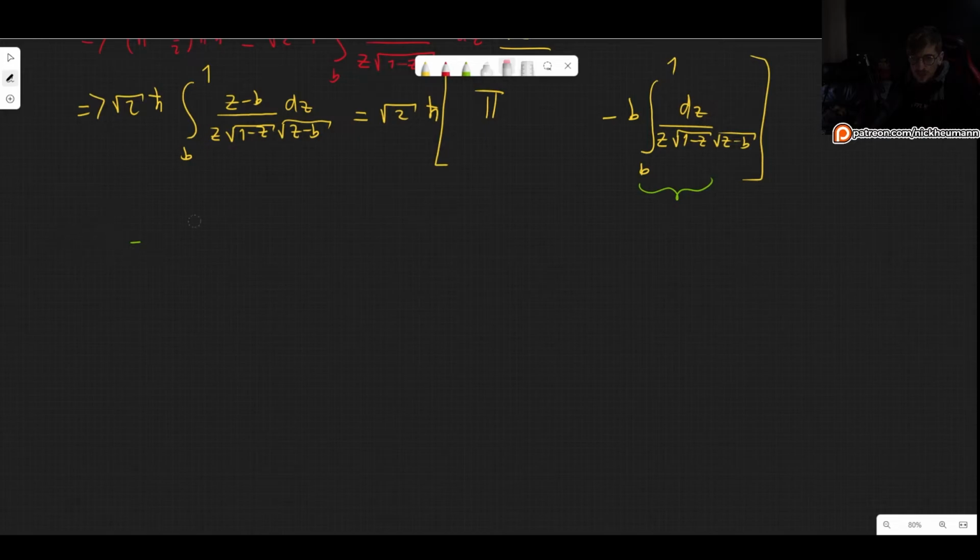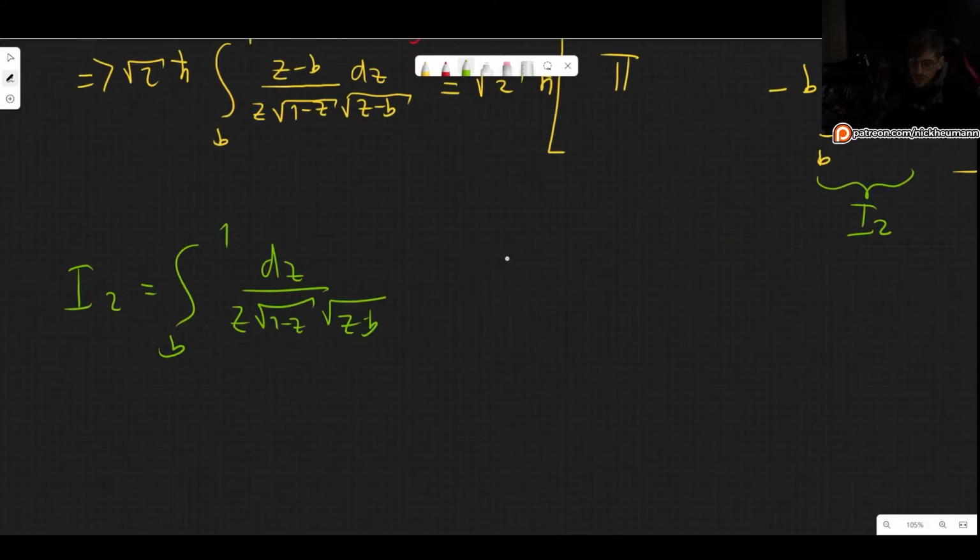Okay, so now our integral, I2, which is this thing right there. I2 is the integral from b to 1 of dz over z times the square root of (1 minus z) times (z minus b). And the procedure will actually be basically the same as what we just did. So to solve this, let's use another substitution.